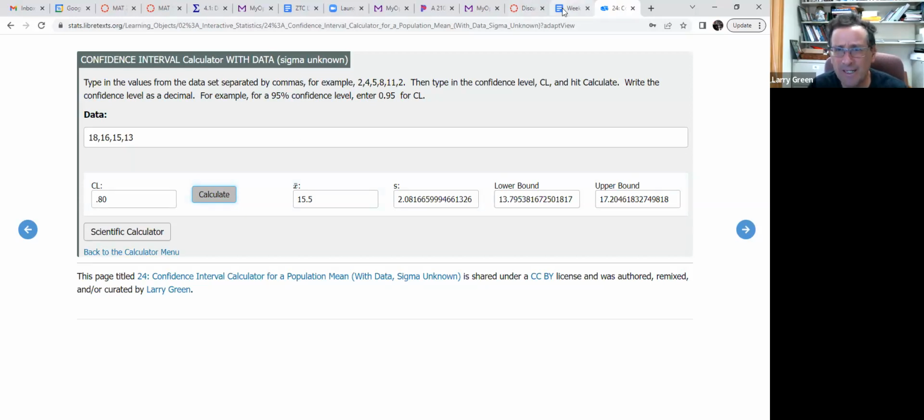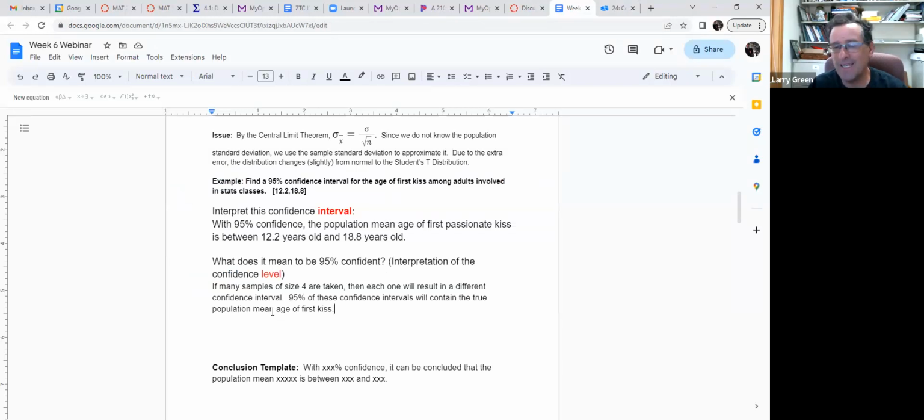What if you wanted to be more confident, but not have a big margin of error? What would you have to do? Any thoughts? And there's a great example, by the way, this first kiss example. What would you have to do if you want to be more confident, but not have a big margin of error? Like you want to be 99% confident and you wanted to be within 1 year of age of first kiss. What would you have to do? Any ideas? The hint is it's right in here.